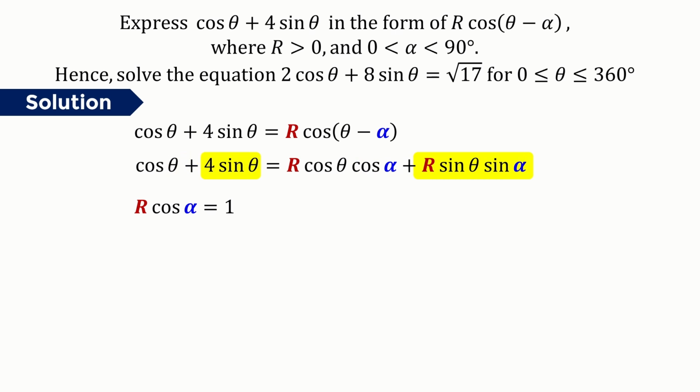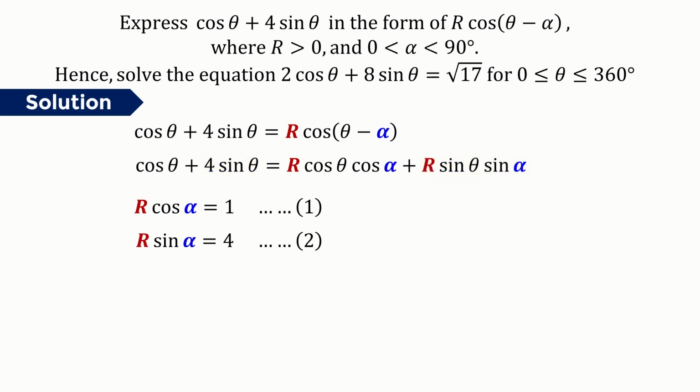Then we compare the second term, where 4 sin theta is equivalent to r sin theta sin alpha, and we can cancel sin theta. What is left is r sin alpha equals 4. So now we have these two equations, and we can use them to find r and alpha.